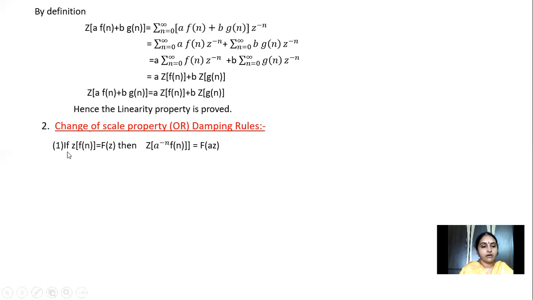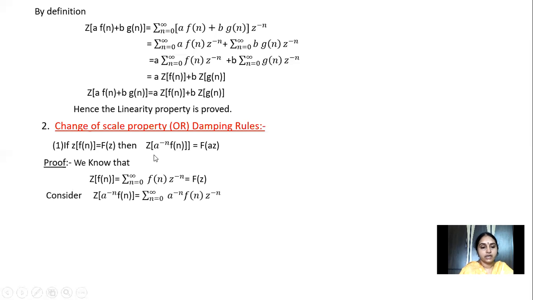If z of f of n equal to f of z, then the damping rule or change of scale property is z of a power minus n multiplication factor into f of n equal to f of az. Final answer. We know that. Write the z of f of n formula. After that you write z of a power minus n into f of n. Wherever f of n is there, whatever function they have given, you substitute here: a power minus n into f of n, z power minus n.